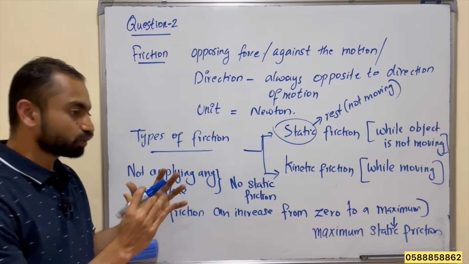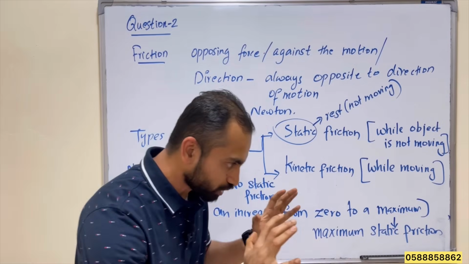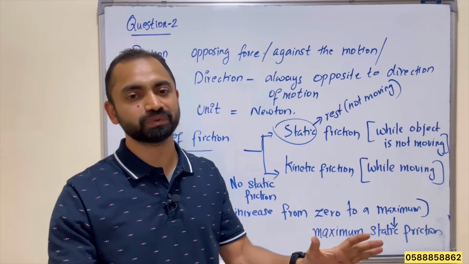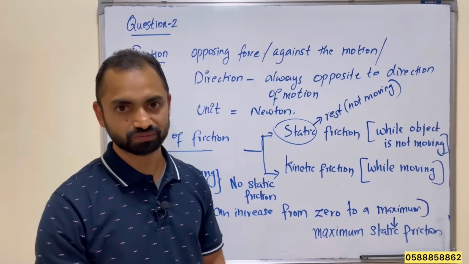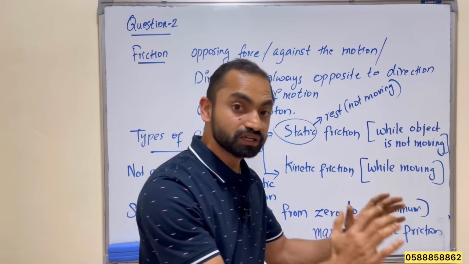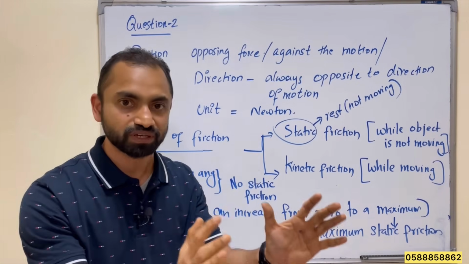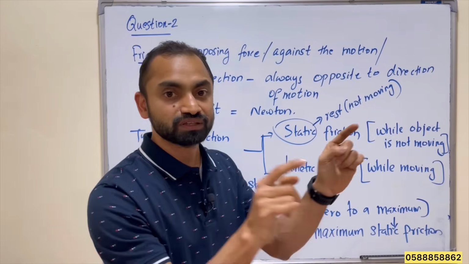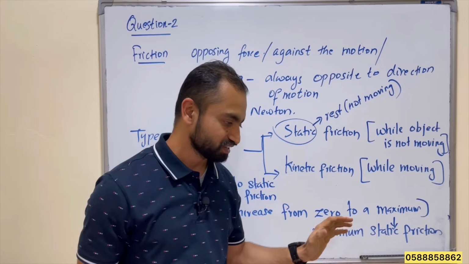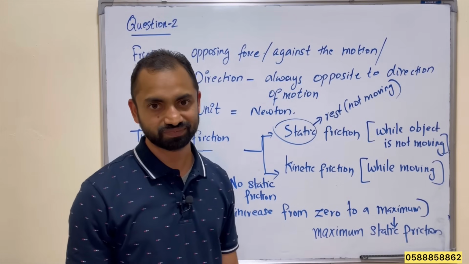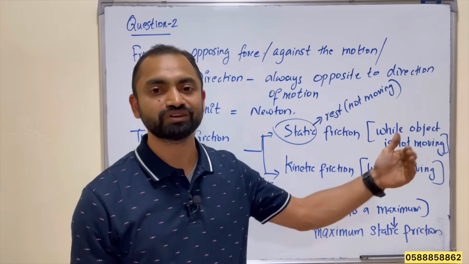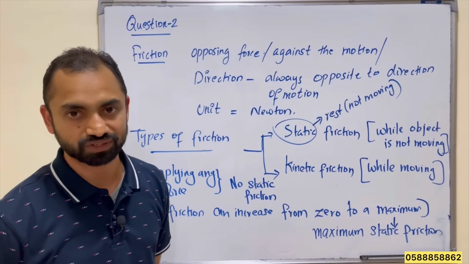So when you push it harder, static friction will increase. It will balance your applied force. The couch will not move. Now you will increase your force. You will push it harder. If your applied force overcomes the maximum limit of the static friction, the couch will start moving. Because the force you applied is now greater than the maximum value of the static friction.